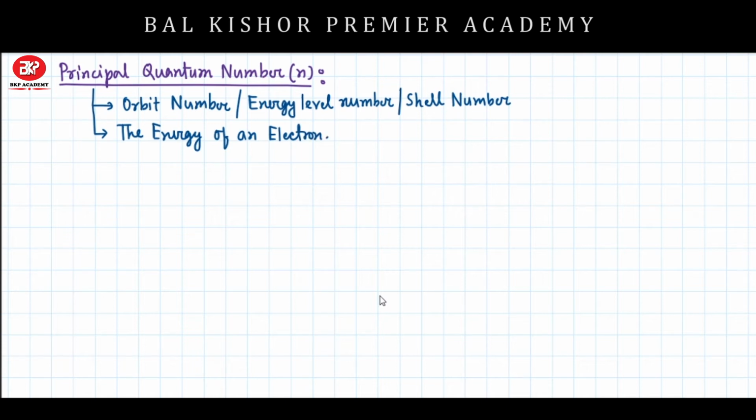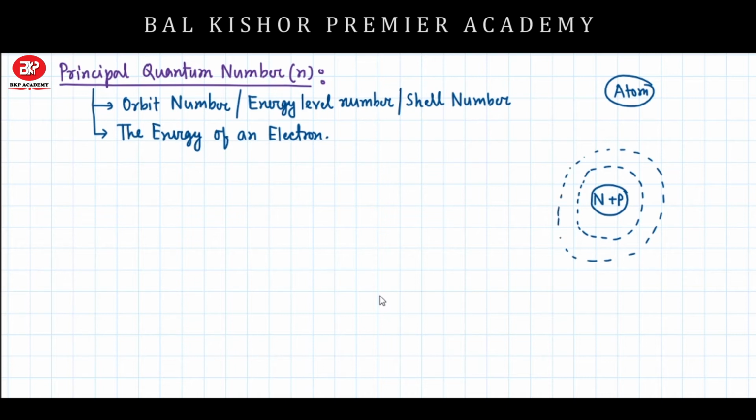So we have already seen that inside an atom there is a nucleus. Inside the nucleus there are neutrons and protons, and around the nucleus there are some orbits in which the electrons are rotating. So these are the orbits in which the electrons are rotating around the nucleus.